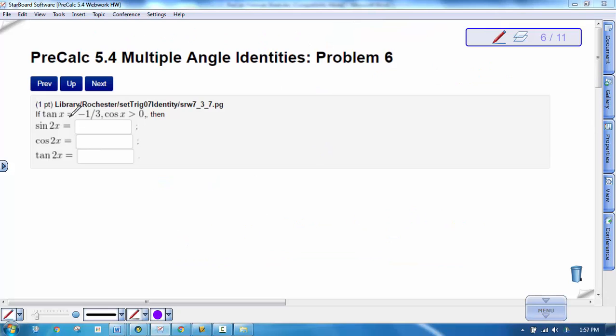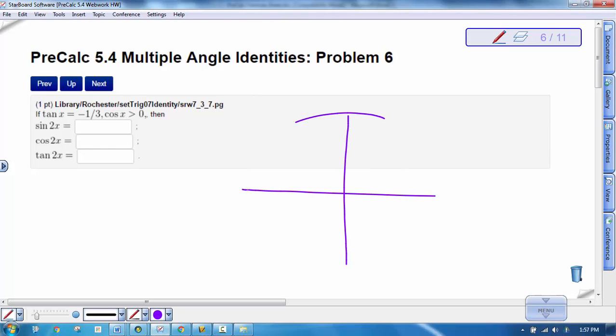Okay, the next problem gives us the tangent is negative 1/3. It tells us the cosine is positive. So it gives us some clues about an angle. Whenever you have that, graph the angle as a reference angle. So the tangent's negative and the cosine's positive. So that means the sine must be negative. So we're looking for a spot where the cosine's positive and the sine's negative. That's in the 4th quadrant.